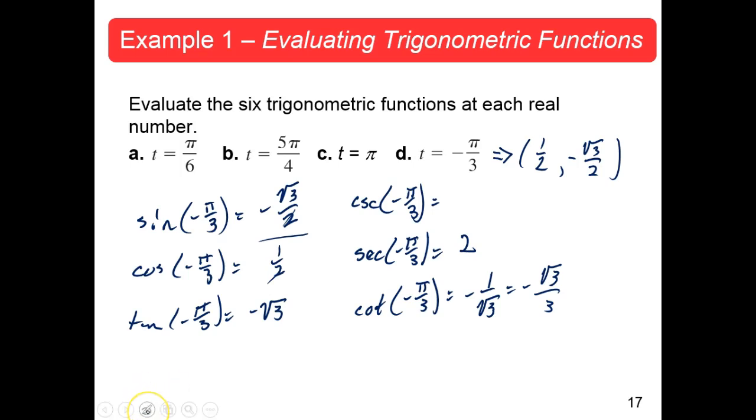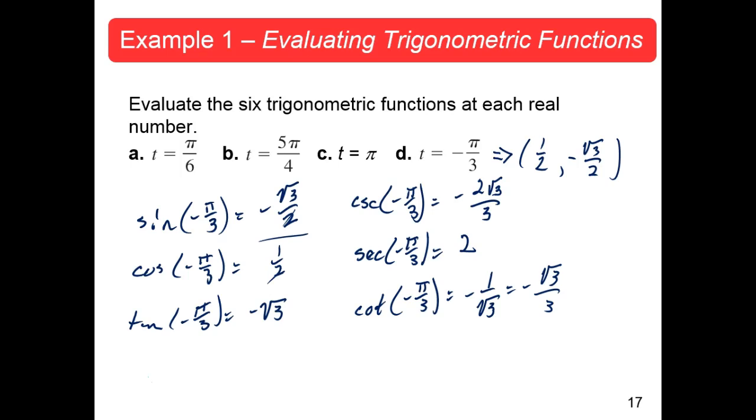Don't pay any attention to my negative 2 root 3 over 3. Perfect. Way to go. Make sense? Once you have that ordered pair, you've got all the trig functions knocked. Just get the ordered pair right.